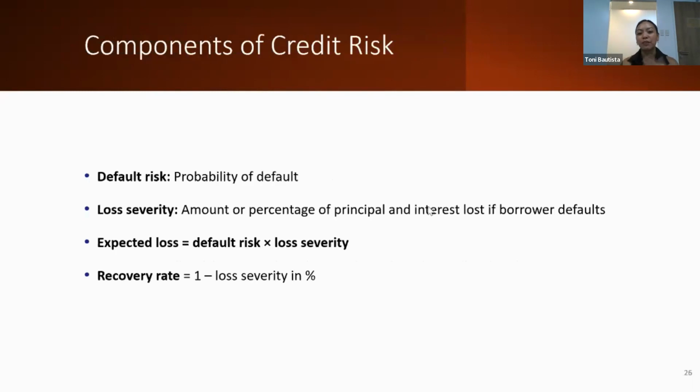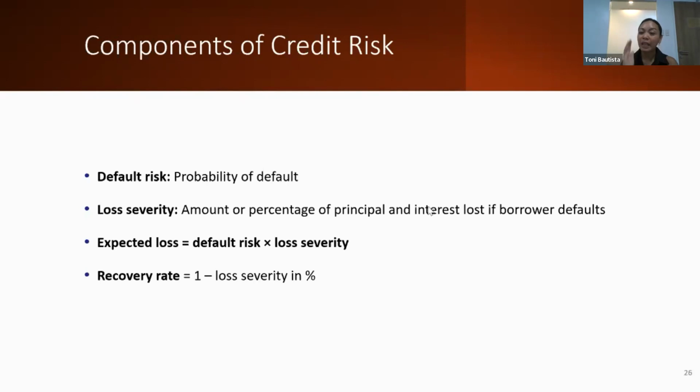Now, what are the components of credit risk? Just quickly, you would normally look at the default risk. Our measure here would be the probability of default. We would also look at loss severity. This is the amount or percentage of principal and interest lost if the borrower defaults. We have that concept of recovery rate. Normally for sovereign bonds, the recovery rate is 40%.